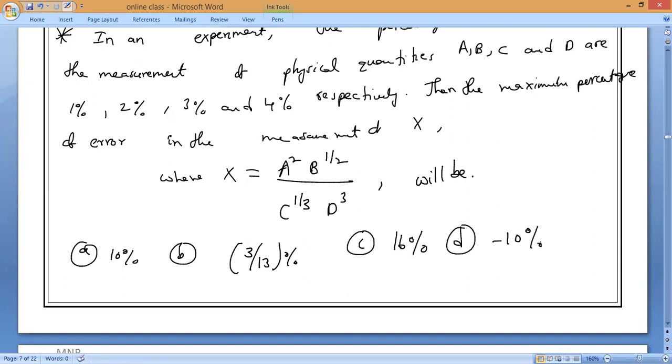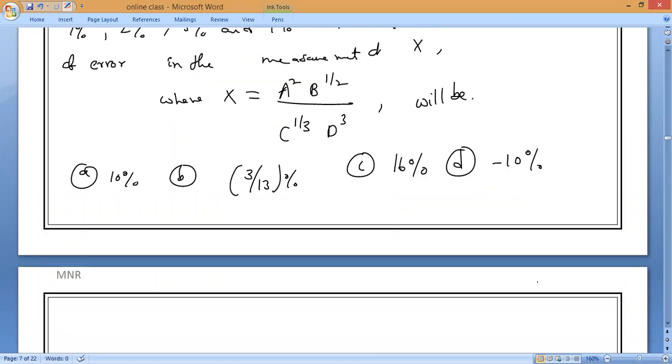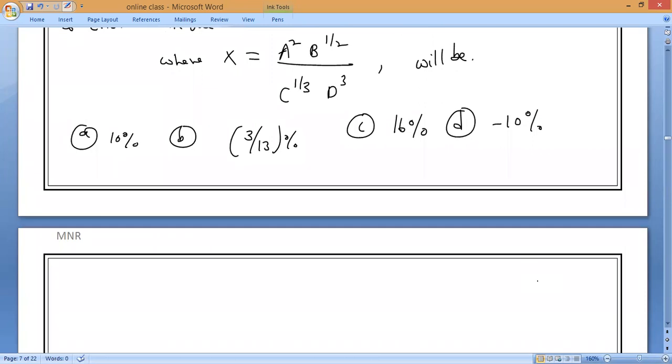Let me see who will solve first. If you are smart enough, concept is enough for us to solve this one. Given data, what is the percentage error of A? Everybody check it. Very simple question. A is 1%, B is 2%, C is 3%, and D is 4%. Solve it now. By this time you have to finish it, brothers. Maximum fast you have to do it.